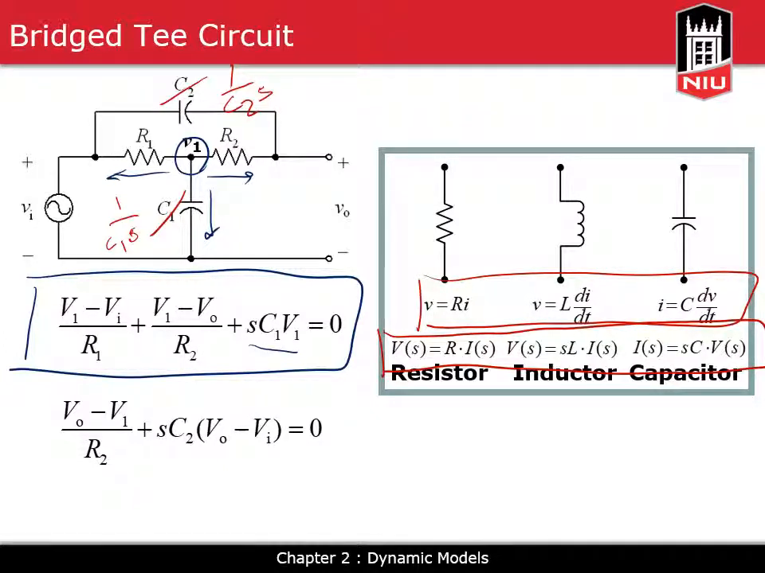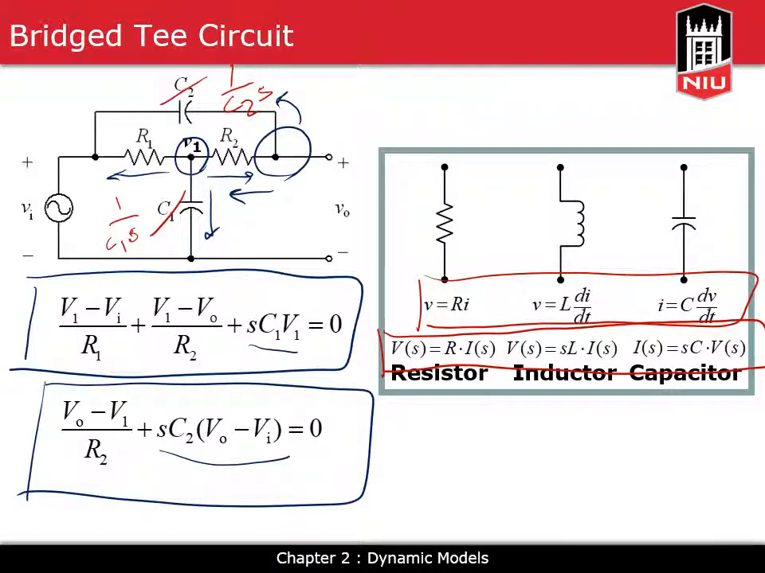The second KCL, we can write it here. The current that goes this direction is VO minus V1 over R2, and the one that goes this direction is VO minus VI over 1 over C2S, which is the same thing as this. So we get our two equations.